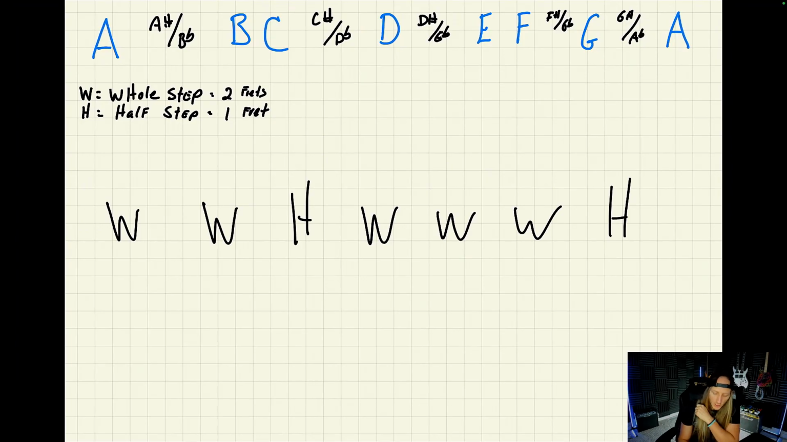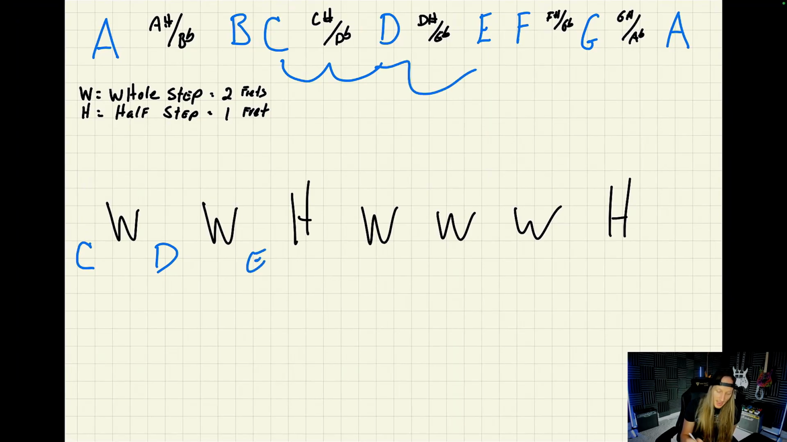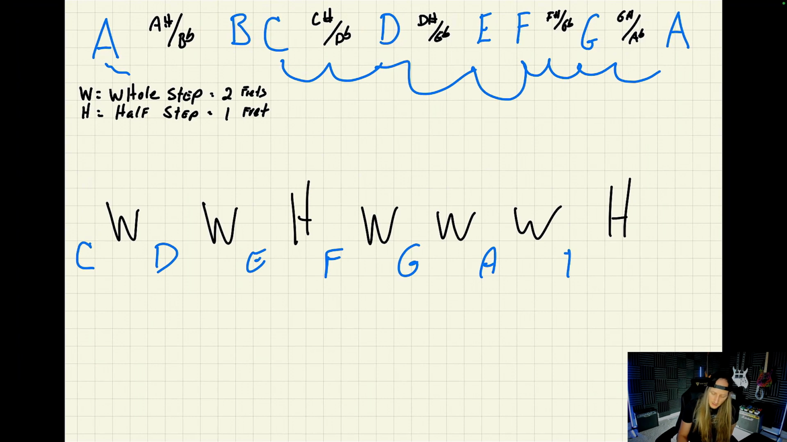So all we're going to do is I'm going to put a C right here. What is a whole step after a C? It's a D note. A whole step after a D gives us E. A half step after an E gives us the F. A whole step after an F, to the G. A whole step to the A, coming back over here. A whole step after the A to the B. After the B, a half step puts us right back at a C.